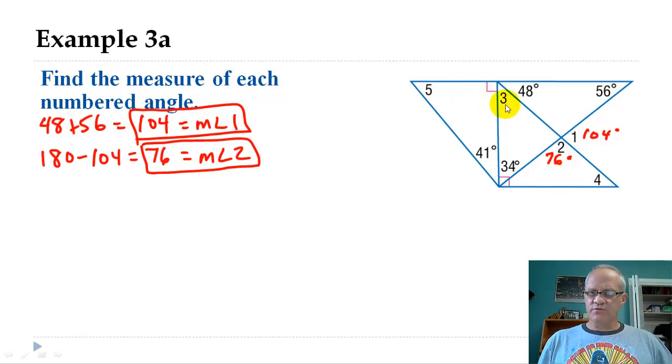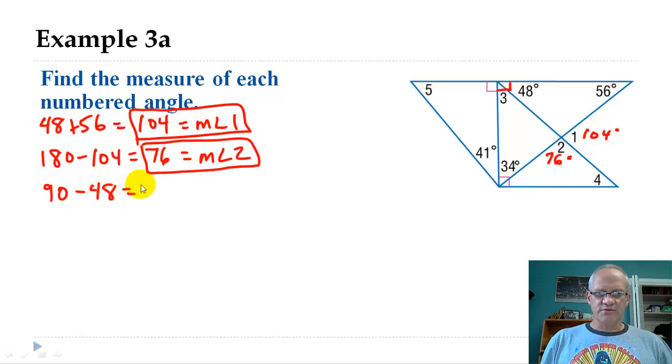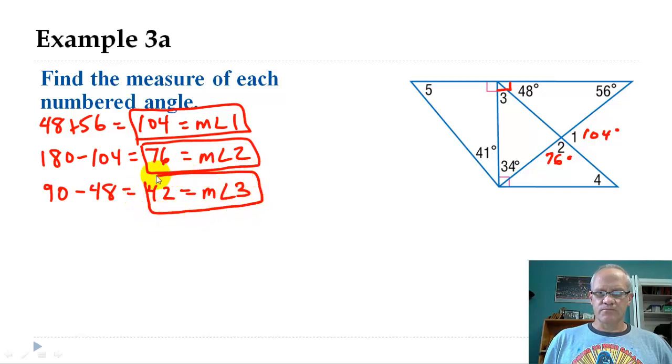Let's look at 3 next. A little bit more going on here, but if you look, there's a right angle symbol right here. And of course, this is a straight line. So what do we know? If that's a right angle, then this here also has to be a right angle. Those two together have to also be a right angle, right? So to find the measure of angle 3, we know those have to add up to be 90. So if I take 90 and subtract out 48, I will get the measure of angle 3. That's 42 degrees, the measure of angle 3. Okay, so 42 degrees here.